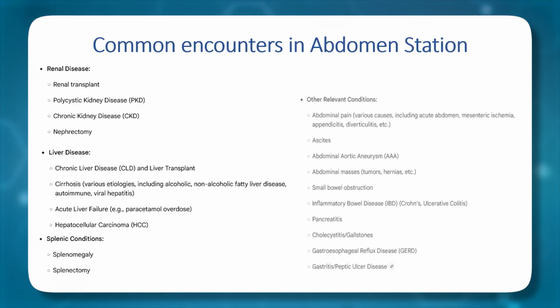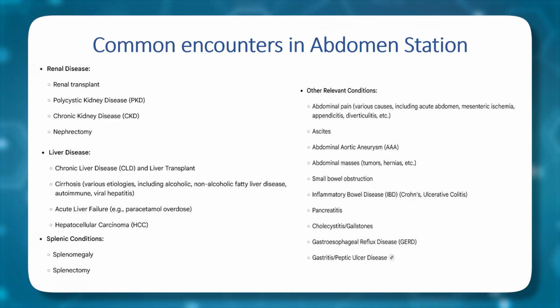Next. Next are the miscellaneous conditions. Other relevant conditions like vague abdominal pain, ascites, abdominal aortic aneurysm, very rare. Abdominal muscles, quite common.